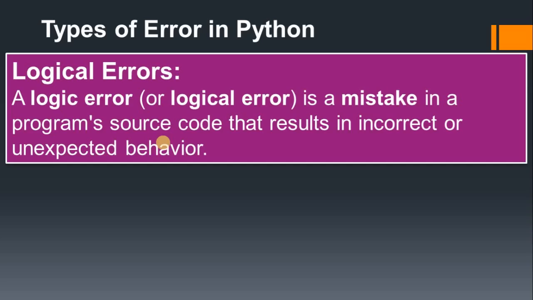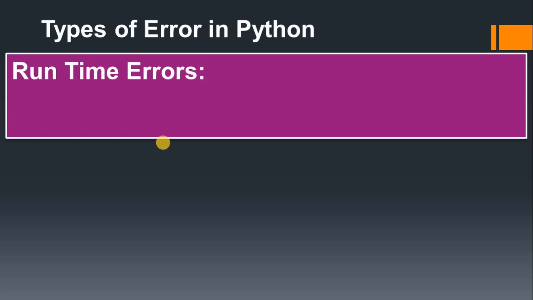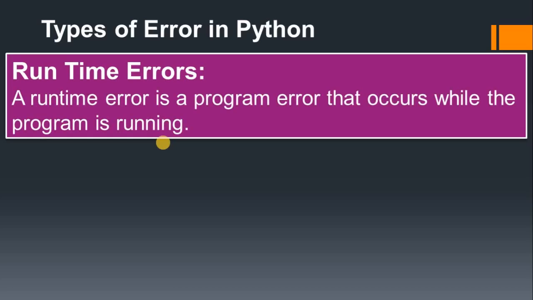Now we will see the third error, the runtime error. A runtime error is a program error that occurs while the program is running. Logical and runtime errors are closely related. In the logical error we have seen, your program compiled successfully but you got the wrong result. In a runtime error, the same thing happens, but there is a small difference between runtime error and logical error.